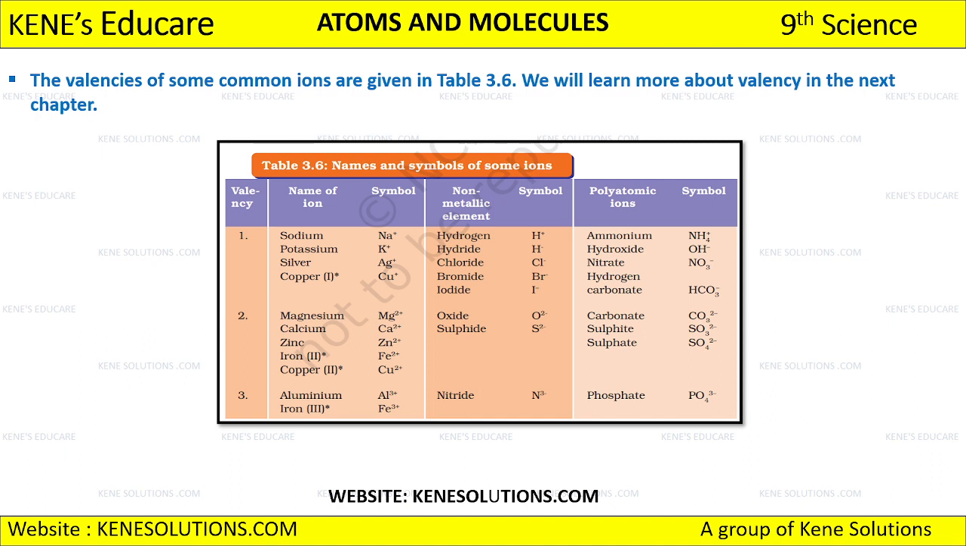For hydrogen, they have denoted it as H plus. Hydride has been denoted as H minus. Then copper has been denoted as Cu plus. So that is how we have different symbols and names which have been used for representing the ions.